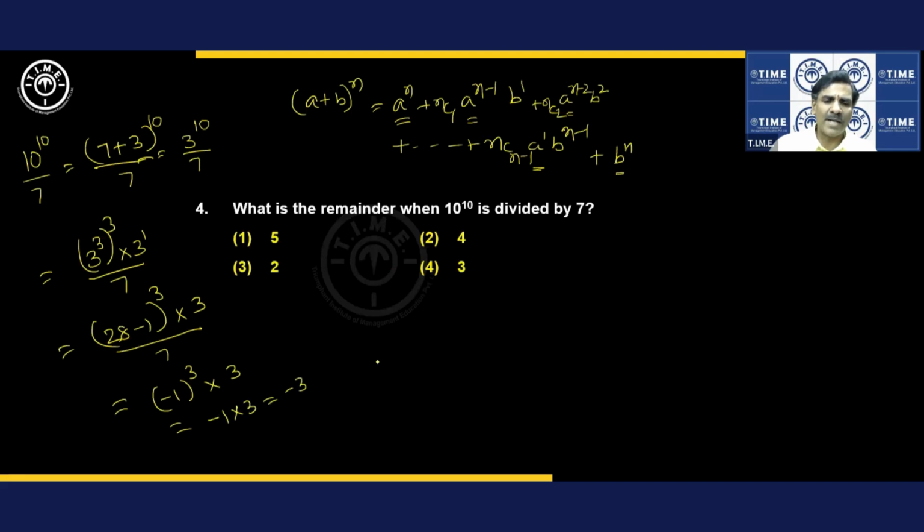But a remainder cannot be negative. So whenever we get a negative remainder, add the divisor. That will give us the correct answer. So the answer for this question should be choice 2, that is 4. Right? This is slightly lengthy, but instead of going for the remainder theorem or the pattern method, this will be a slightly easier approach for answering the question. Right? Let's move on to the next question.